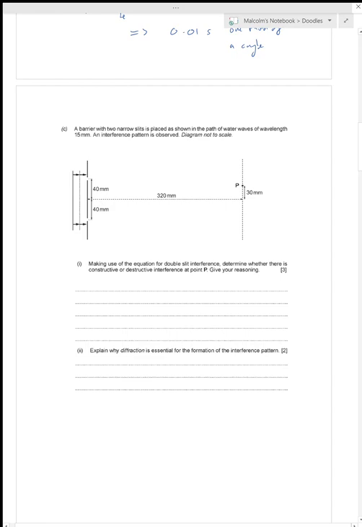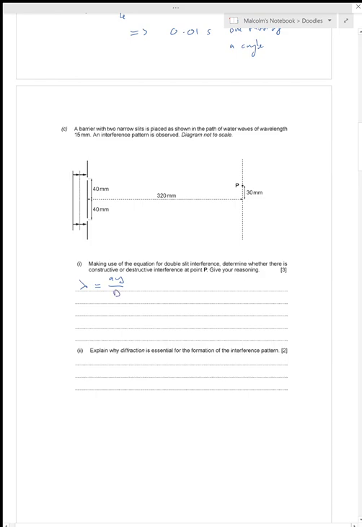Okay, so part C, it looks like we're about to see some sort of diffraction pattern. We've got a double slit arrangement. Interference pattern is observed. The diagram is not to scale. That's fine. Making use of the equation for double slit interference, determine whether there is constructive or destructive interference at point P. Give your reasoning. So the equation that we're looking for is lambda equals ay over D.